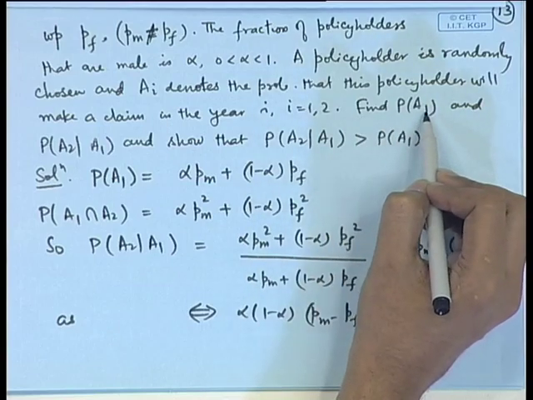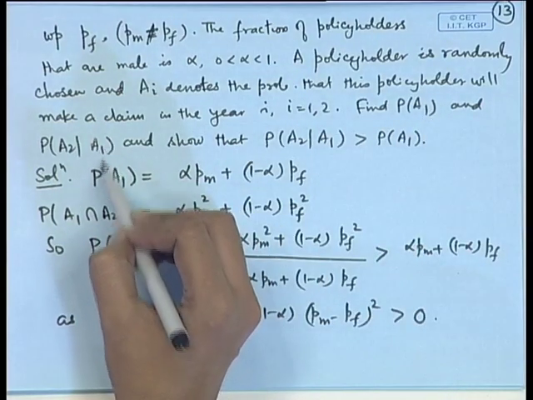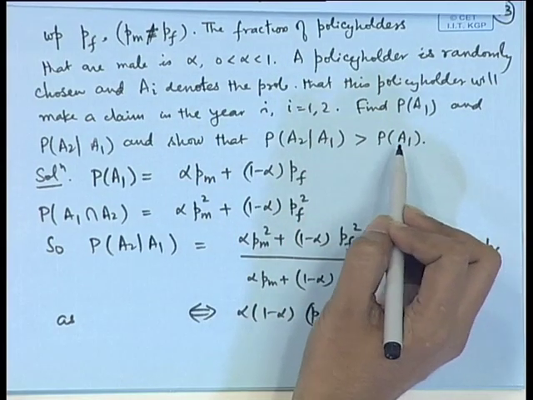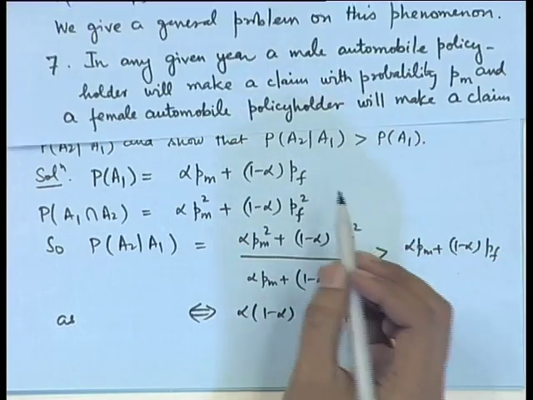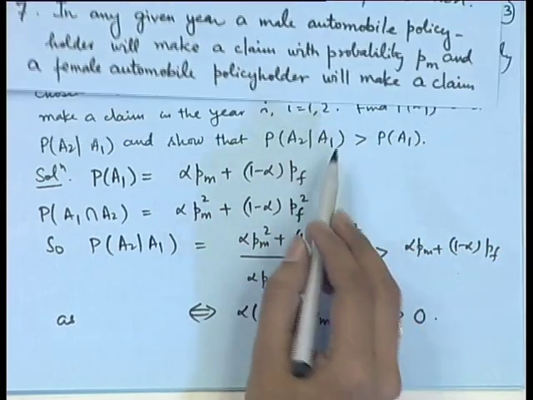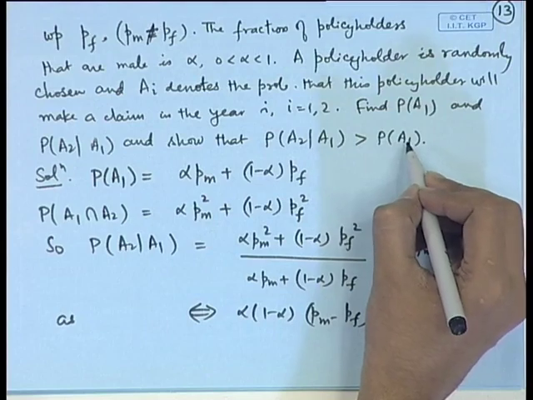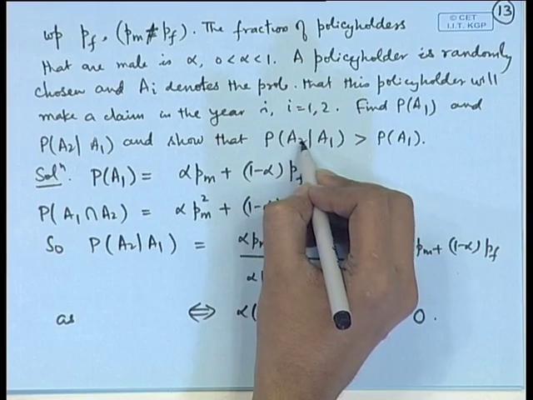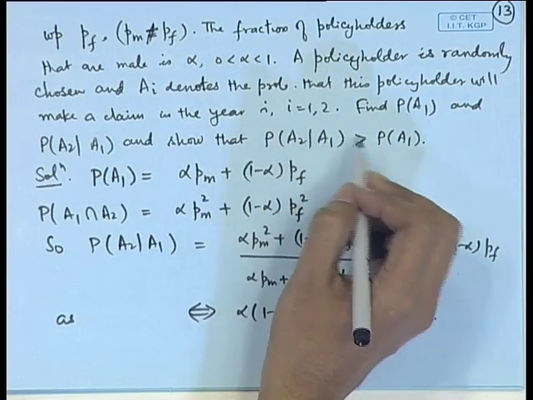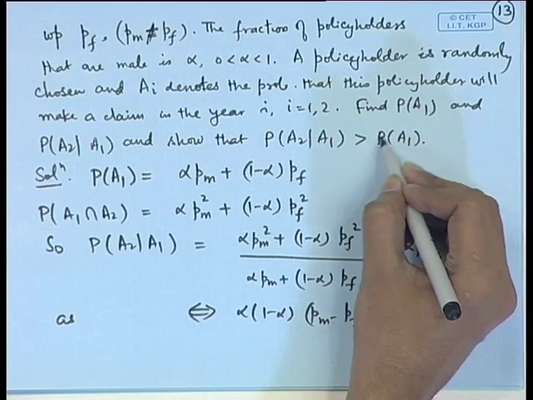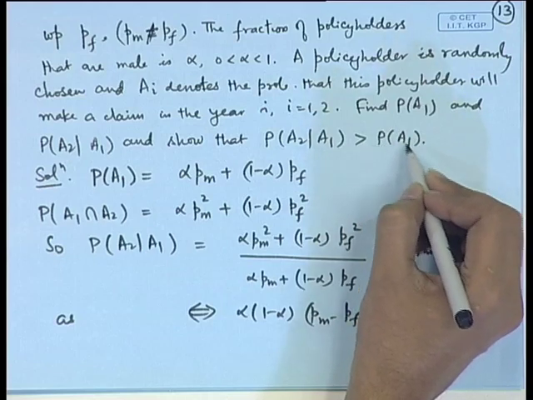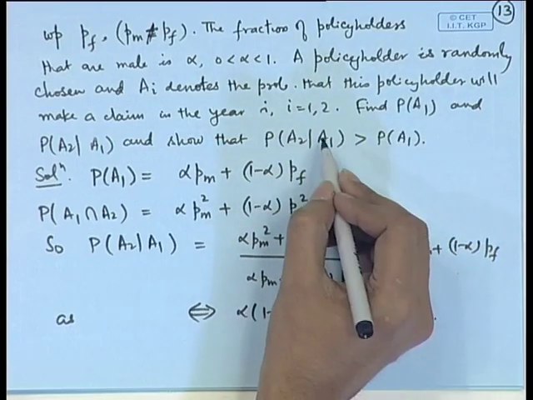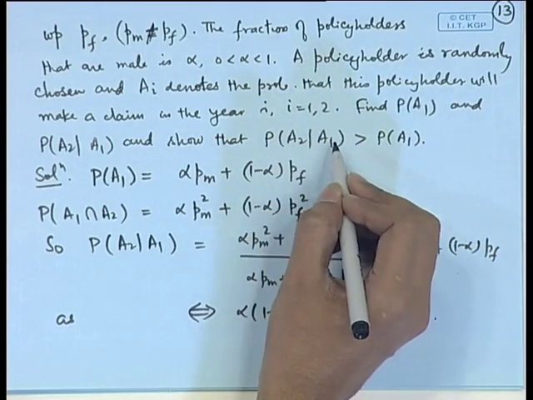What is probability of A 1? What is probability of A 2 given A 1? In general, show that probability of A 2 given A 1 is greater than probability of A 1. So, once again it is a question of repetition. That means, if the person has made a claim in 1 year, then in the second year the probability that he will again make a claim increases. Basically, it means that if he has made a claim, he is a more accident prone person, and therefore, it is more likely that in the next year also he will make a claim.